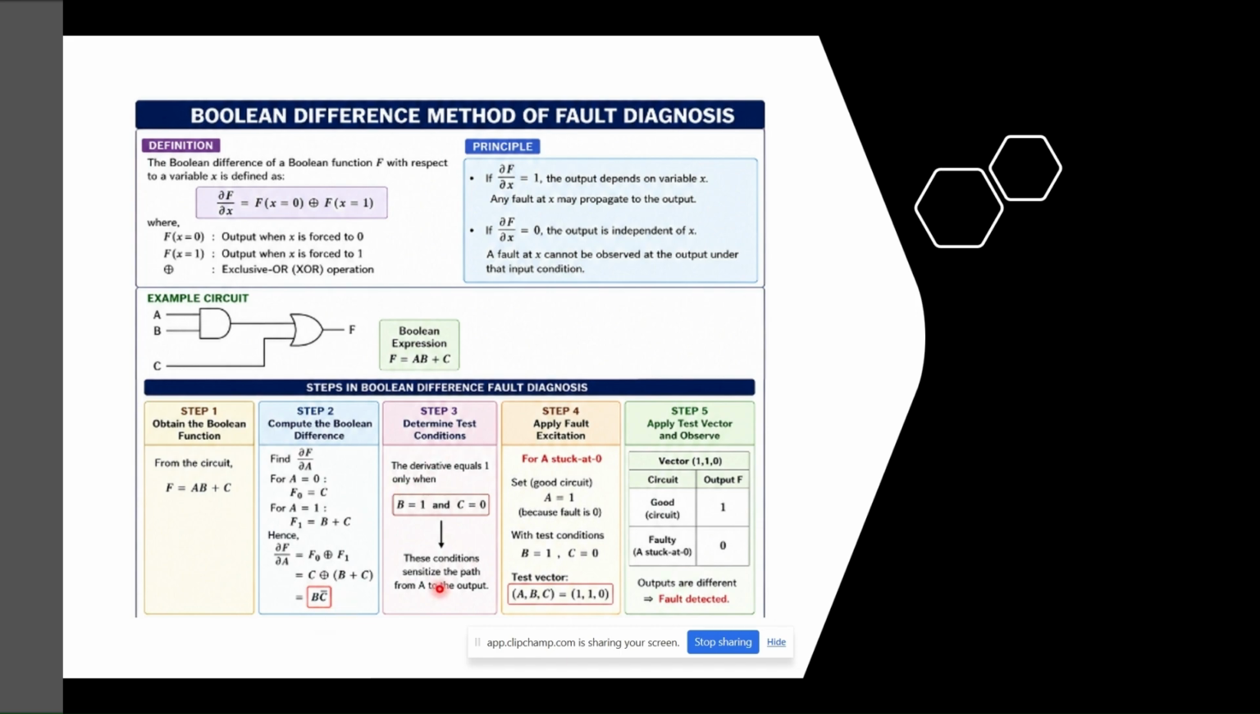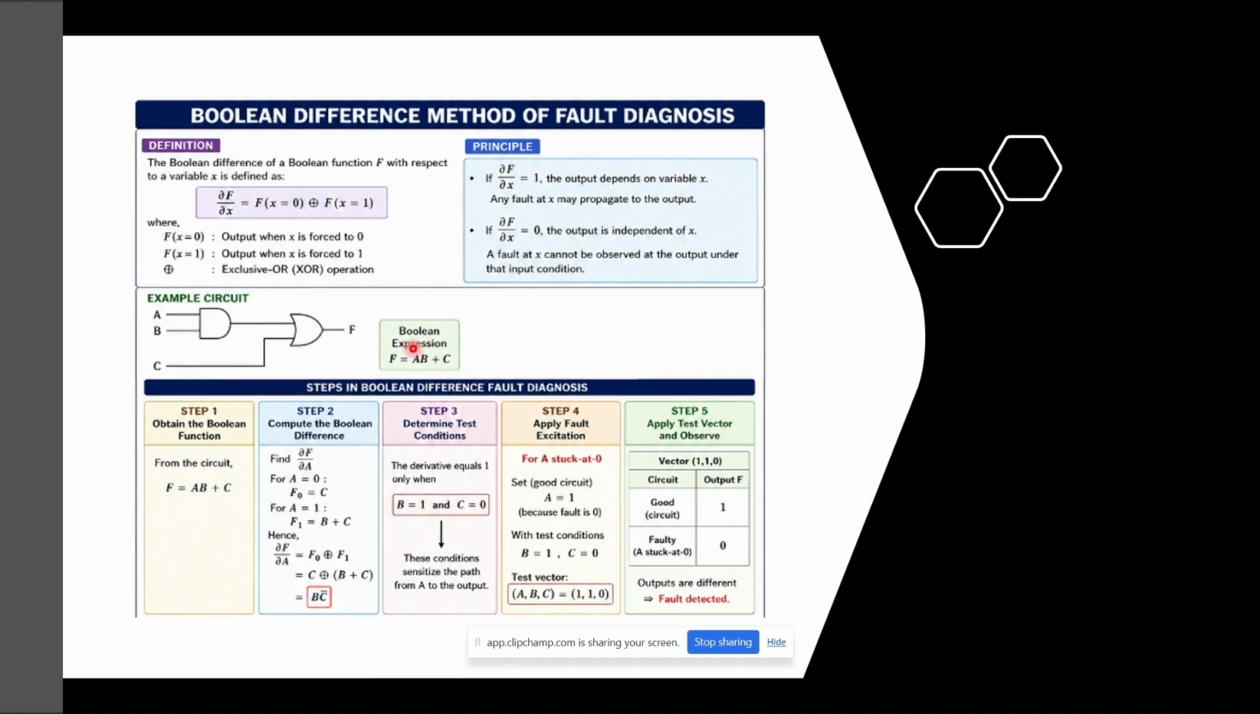Step 3 is to determine the test condition. So B is equal to 1 and C is equal to 0, because C has a complement, right? So it should be 0. These conditions will sensitize the path from A to the output as per the basic Boolean difference method. Now, if you want to find the stuck-at 0 fault at A, to excite the fault we have to set the opposite value, A equal to 1, because the fault is 0. So the test vector becomes 1, 1, 0.